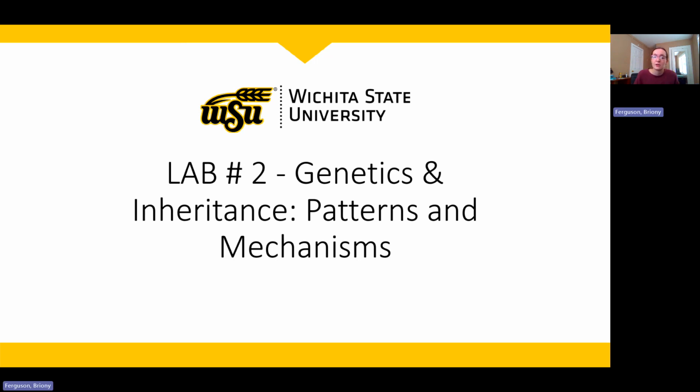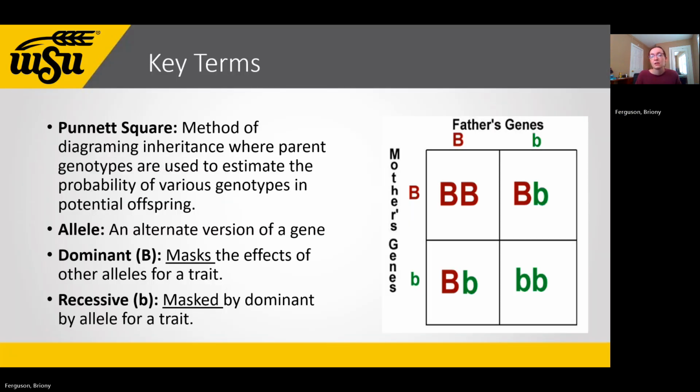But we're going to start today with talking about genetics and inheritance, specifically about patterns and mechanisms. So some key terms that you need to know. A Punnett square, you've probably done some of these if you ever took a biology class in high school, but they're just a method of diagramming inheritance where parent genotypes are used to estimate the probability of various genotypes in potential offspring. So you're using parent genotypes to determine potential offspring genotypes.